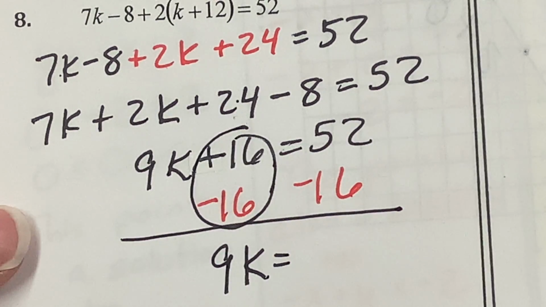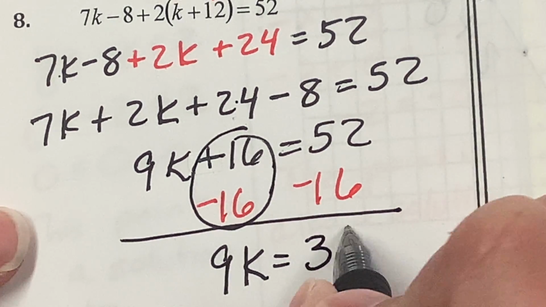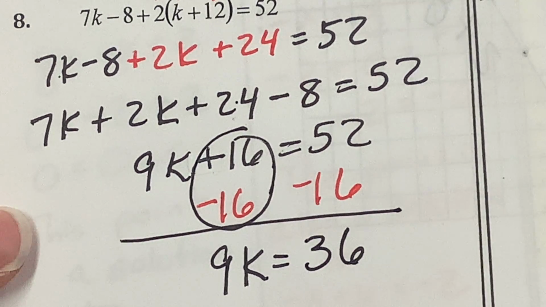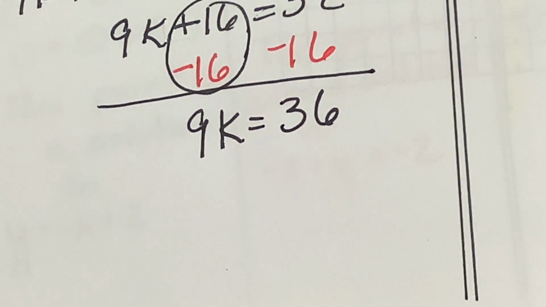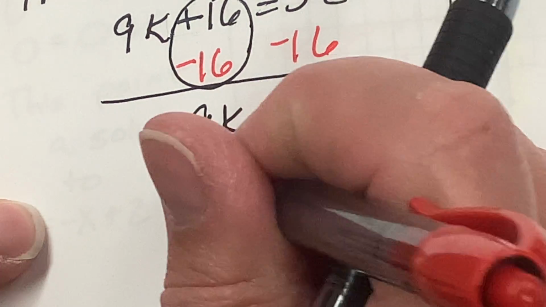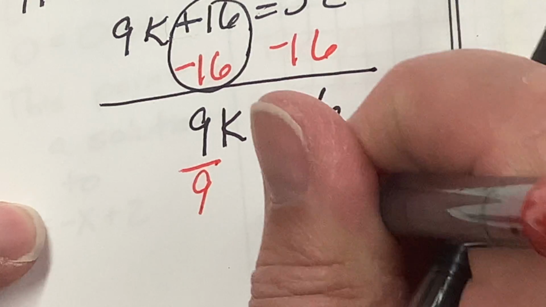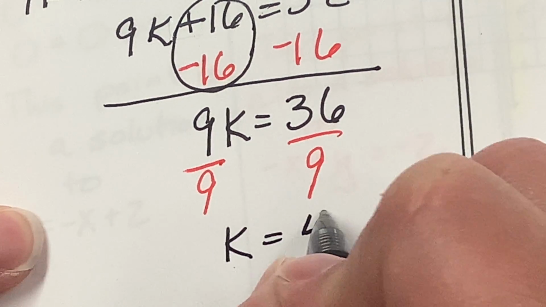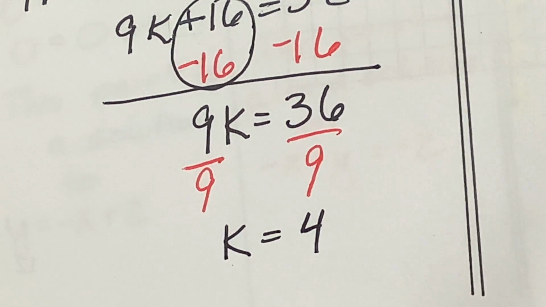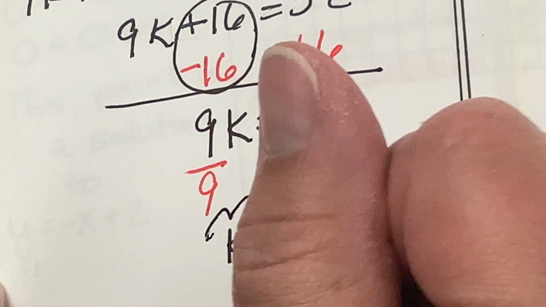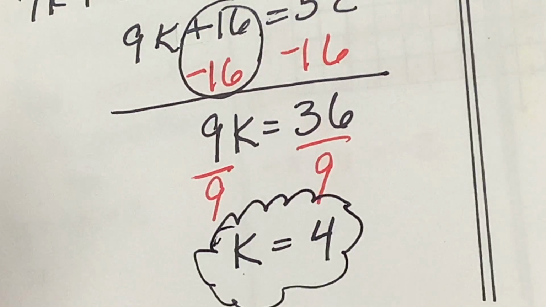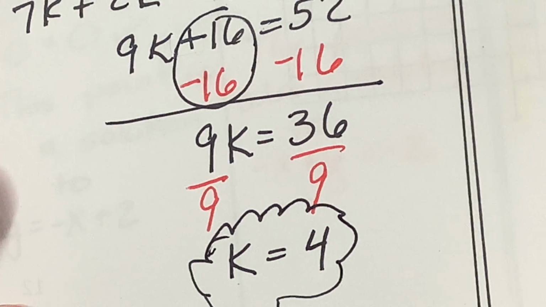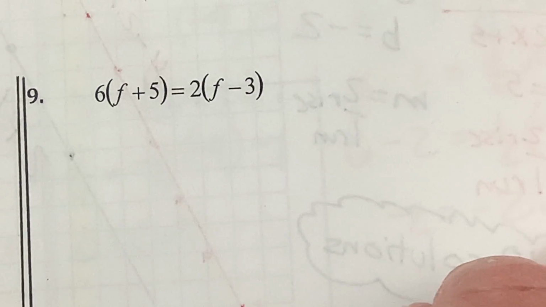Well, let's see. 50 minus 10 is 40, 12, 36. I could have used a calculator just then, but meh, what do I need that for? Here we go. Divide by 9, and I get k equals 4. Put a puffy cloud of happiness around that because that was a lot of work. But it was a throwback, and sometimes that happens. All right, now, last problem. Yay.